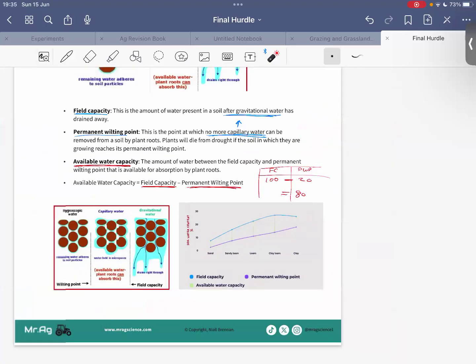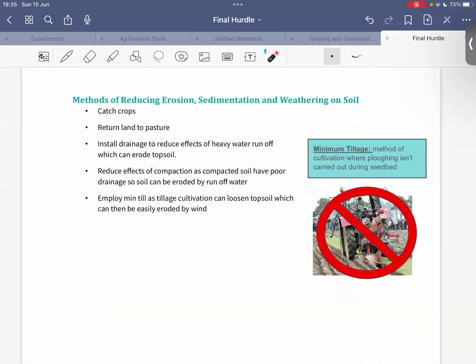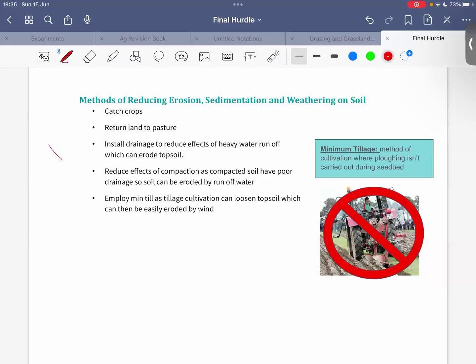No, we're all right. Methods of reducing erosion: we have catch crops, like our kale; returning to pasture again with our grassland or fibrous roots; installing drainage, so we're not going to be eroded by the water. Reduce the effects of compaction, so try and plough your land, get the subsoiler in, and employ min-till. Employing min-till can reduce the effects of soil erosion. Minimum tillage doesn't involve ploughing the land, and we'll call it direct drill in our example.